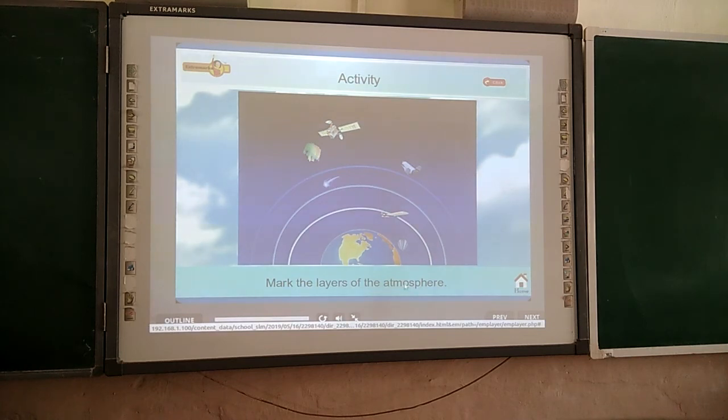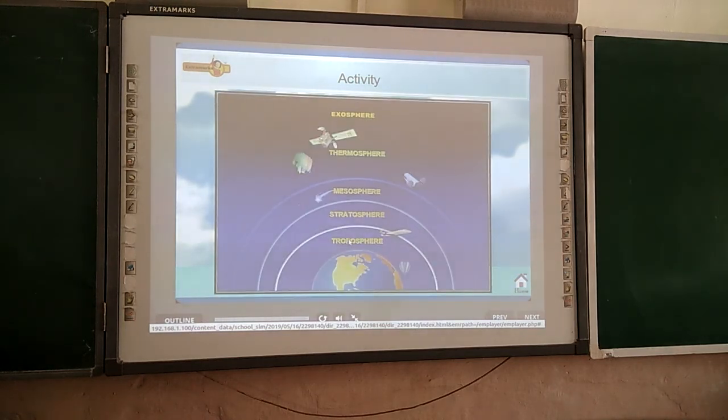Activity, mark the layers of the atmosphere. You know, troposphere, stratosphere, mesosphere, thermosphere, and exosphere. Troposphere, the first layer, closest. Second layer is stratosphere, mesosphere, thermosphere, and exosphere. Repeat once again. Troposphere, stratosphere, mesosphere, thermosphere, and exosphere. Now the 5 layers of the atmosphere.